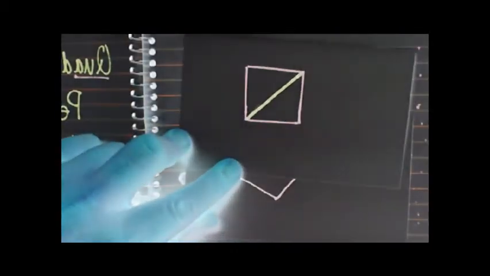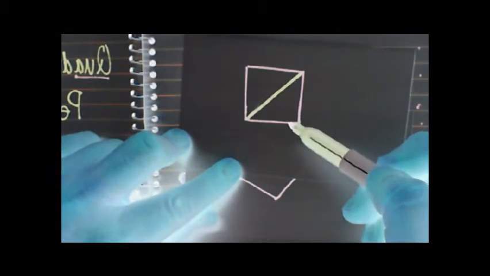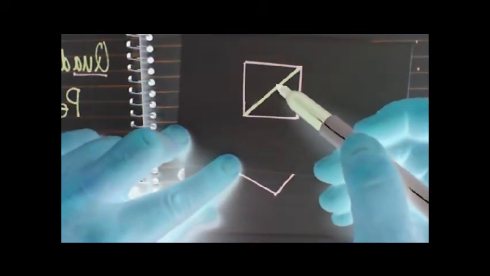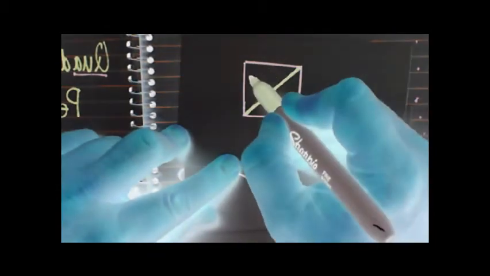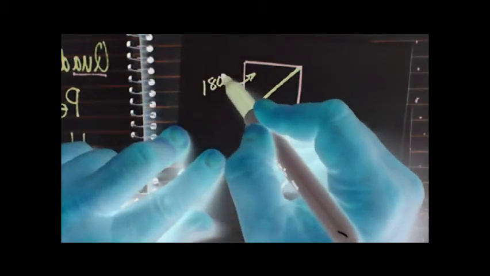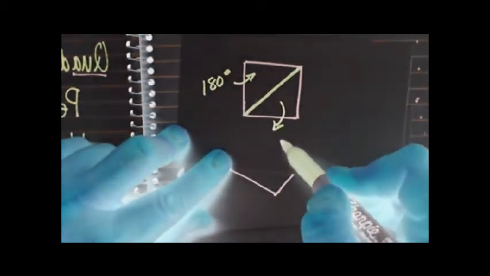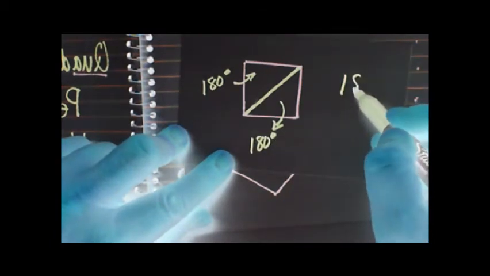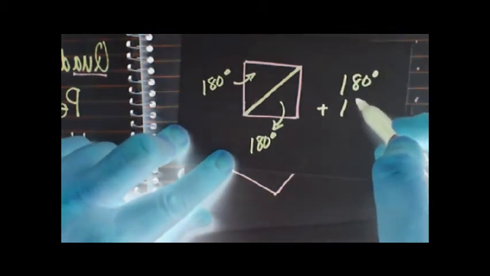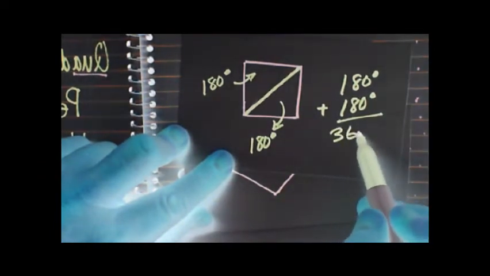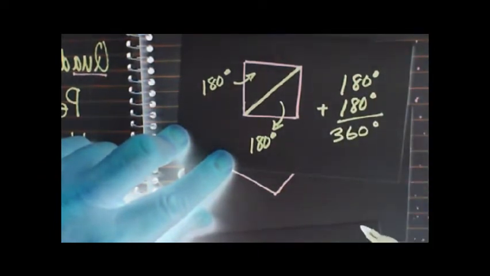In fact, let me zoom in. Now I have 2 triangles, right? Well, the sum of the angles of a triangle adds up to 180 degrees, so the sum of all the angles in this triangle will equal 180 degrees. And the sum of all the angles in this triangle will also equal 180 degrees. So 180 degrees plus 180 equals 360 degrees.